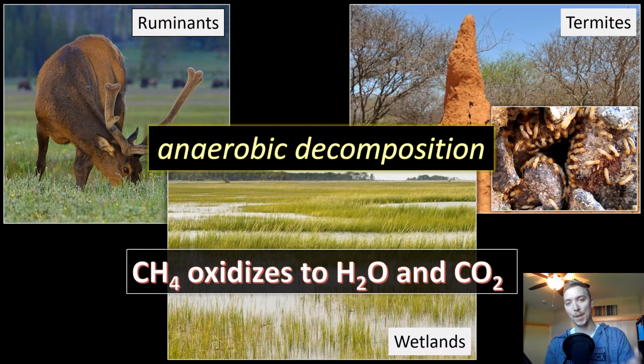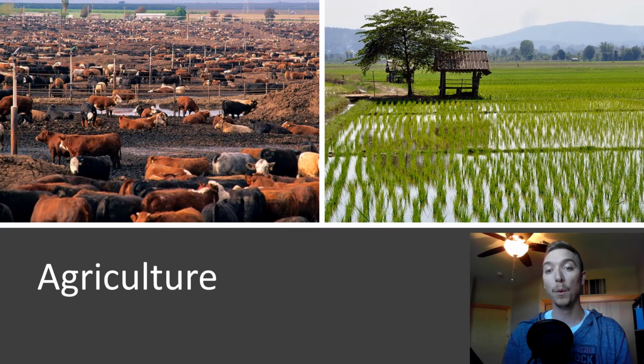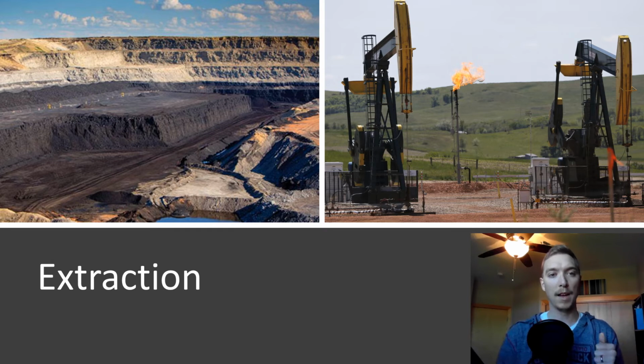You can see termites here as well. Wetlands also contribute to this, but then, surprise, surprise, we do too. Through agriculture, large animal feeding operations, or cattle feeding operations, CAFOs as they're often called, rice growing and other agricultural sources, just row crop agriculture as well, a little bit. Methane is also contributed through extraction, open pit mining, and oil and gas extraction.